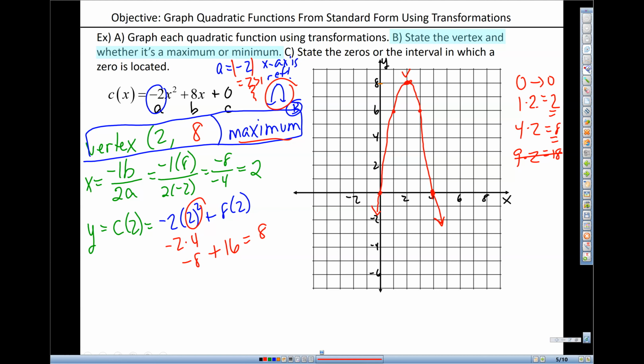Then I can't forget part C, like I did the last time. So state the zeros or the interval in which. This time again, we can actually see what the zeros are. They are at 4 and at 0. So our part C would be a statement that the zeros are 0 and 4.